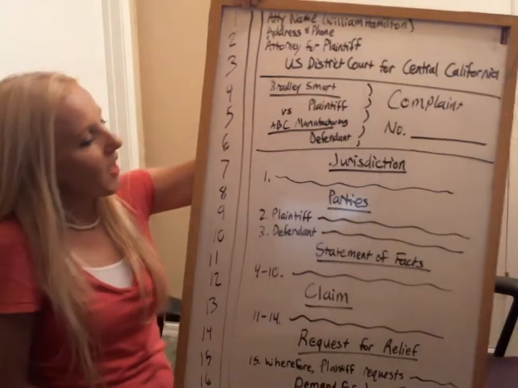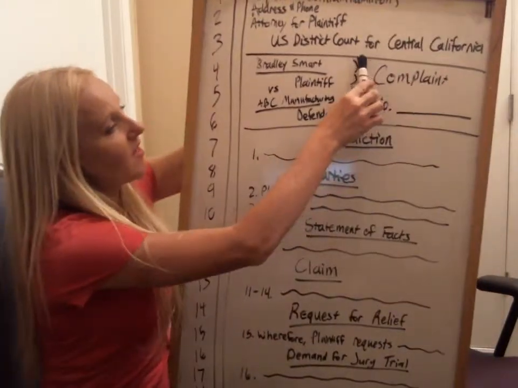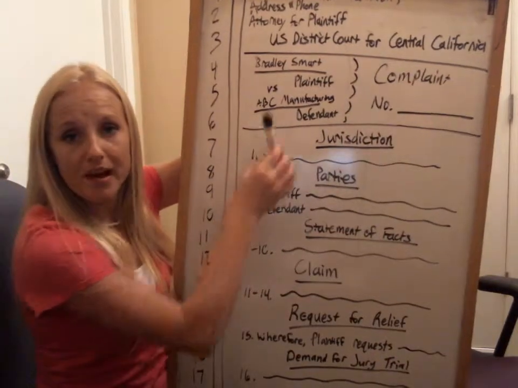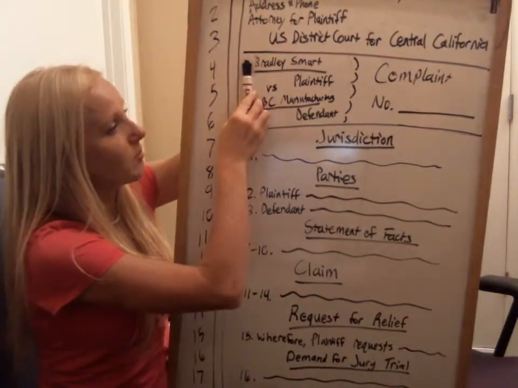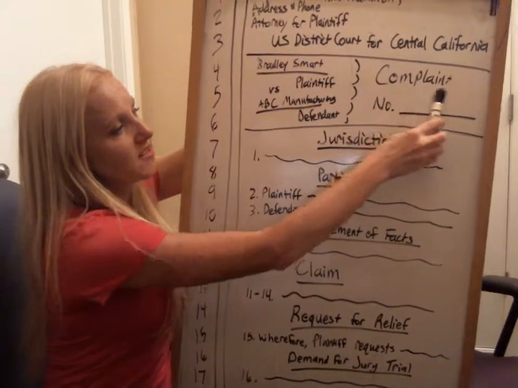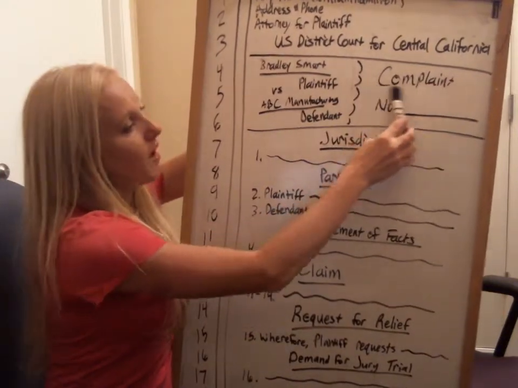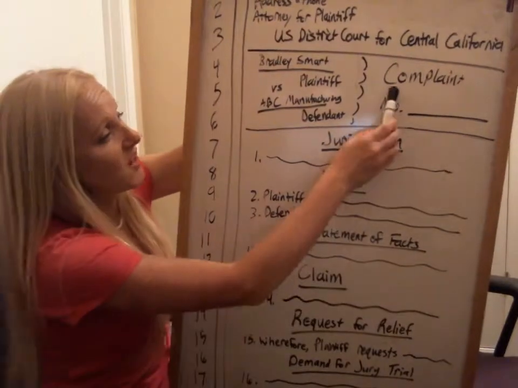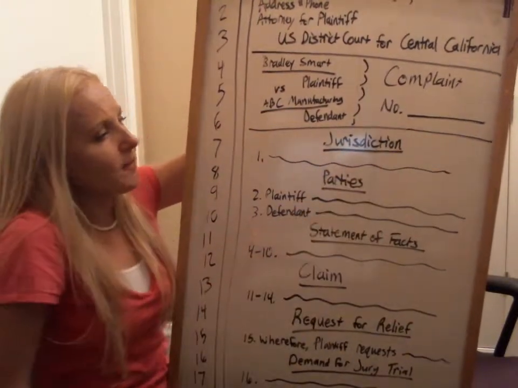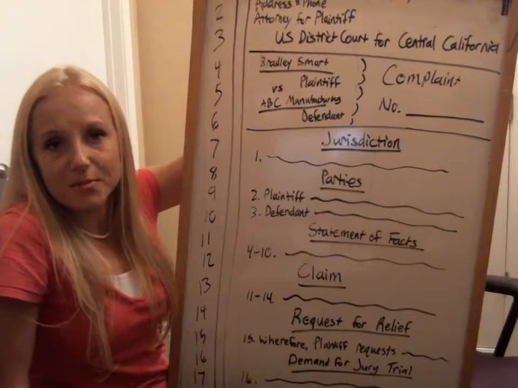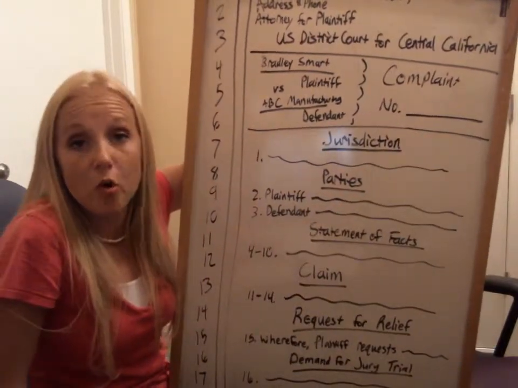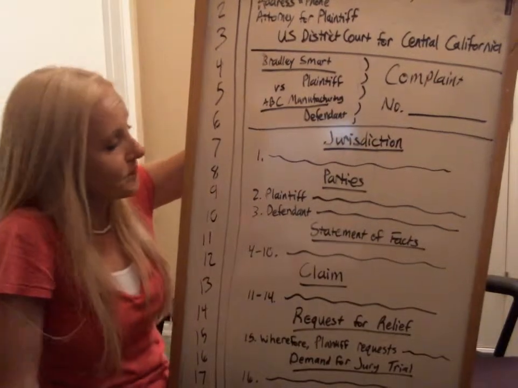Then in the middle here, we have the outside parentheses that are going down to separate this section with the parties from the label. This is a complaint. So you label what document it is that you are turning in right here. And then below that, just putting NO period, and that's abbreviation for number. You leave this blank. This will be filled in by the court once it has been submitted.